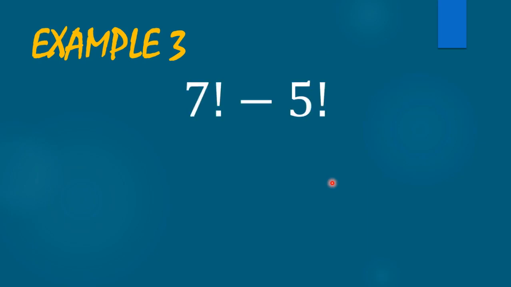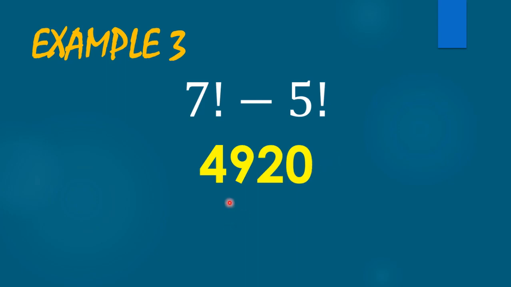Example number 3. If we have 7 factorial minus 5 factorial. So for the 7 factorial, we have here 5,040. That is 7 times 6 times 5 times 4 times 3 times 2 times 1. Minus the 5 factorial, which will be 5 times 4 times 3 times 2 times 1, which is equal to 120. So we have 4,920.